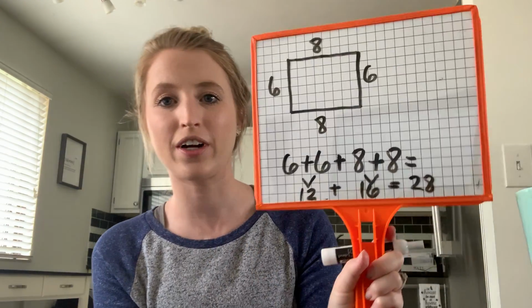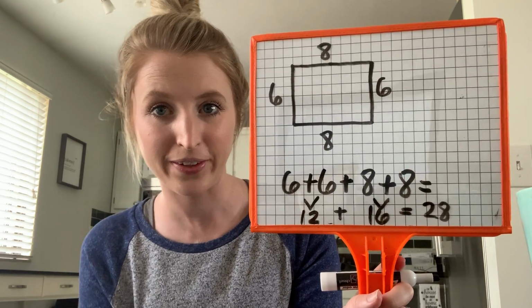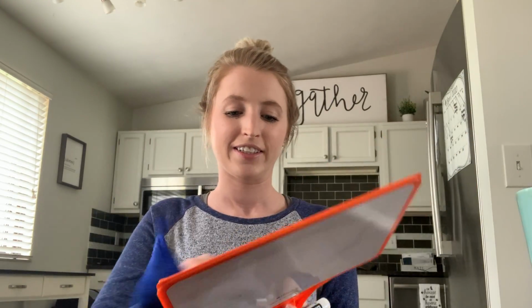So the perimeter of this rectangle is 28. All right, I'm going to erase my board, and now I'm going to have you try on your own. On your paper or on your board or whatever you are using, I want you to draw a rectangle with a length of 10 and a width of 9.